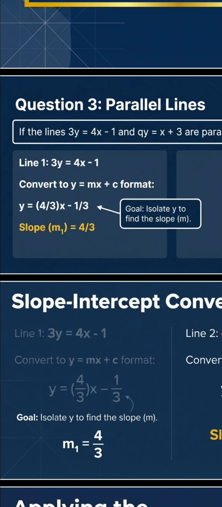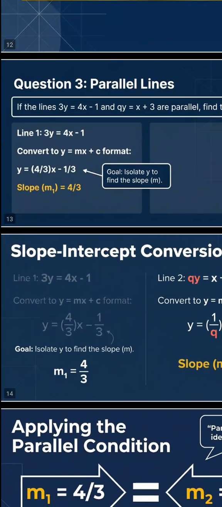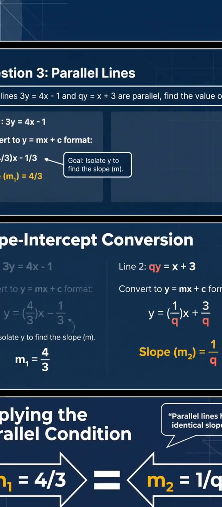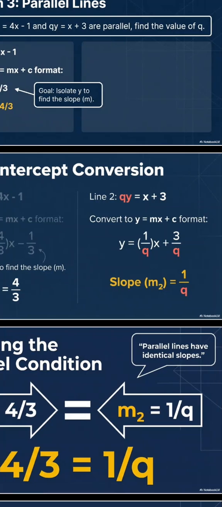So in that regard, our m is the coefficient of x, which is 4 over 3. So now we know that the gradient of the first line is 4 over 3, which means the gradient of the second line will also be 4 over 3. Now, the second line is qy is equal to x plus 3. So divide through by q to obey the general form of a linear equation, y is equal to mx plus c. So we now have y equals 1 over q x plus 3 over q.